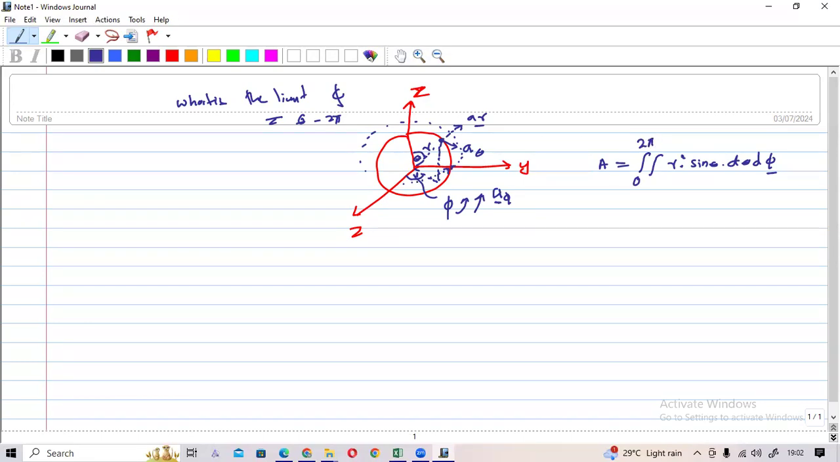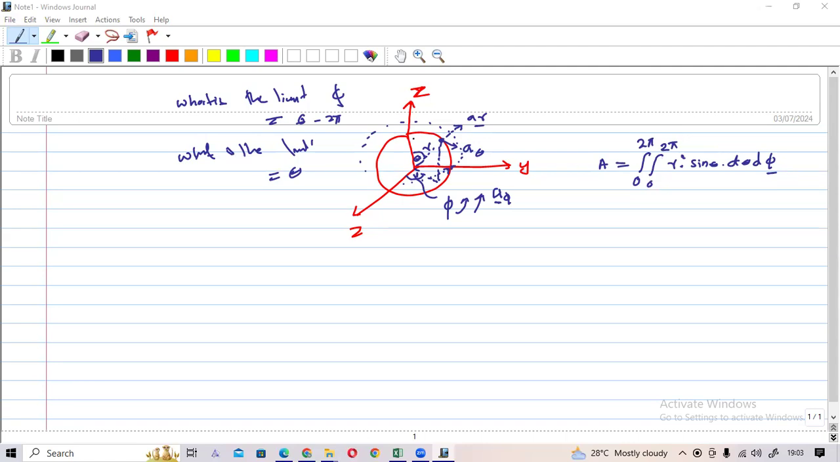Tell me, what is the limit for theta? Please tell me what is the limit for theta? Is it from 0 to 2π? Yes, very good. Okay, actually, it is not 0 to 2π.